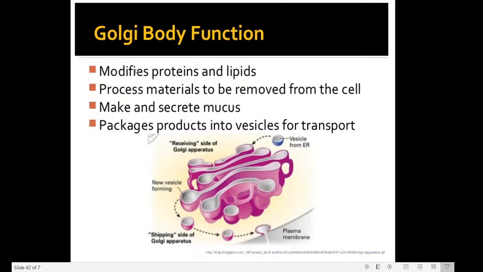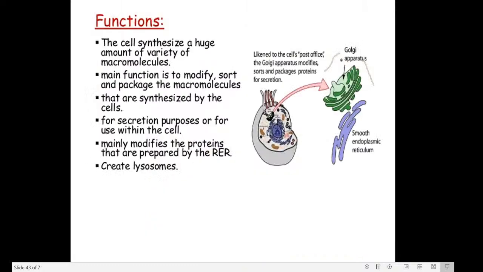The modified proteins and lipids happen in the Golgi apparatus. The processed materials are removed by the cell, making the mucus and its packaging material. Its function is producing huge amounts of macromolecules. It modifies the macromolecule, that is, a protein synthesized by the cell, and the secretion process happens within the cell. This is all about the Golgi apparatus.